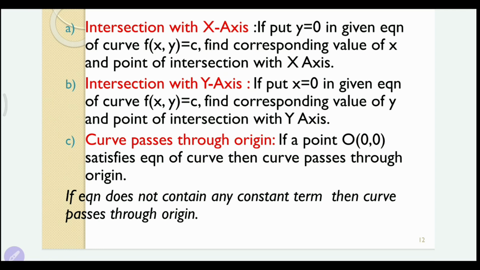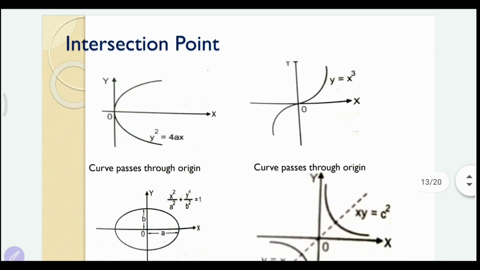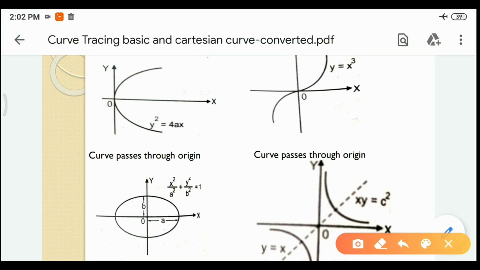We say that the curve is passing through the origin whenever the point (0, 0) satisfies the equation of the curve. Okay. So here you can check, when you put x and y equal to 0, this curve satisfies it, so it is passing through the origin.